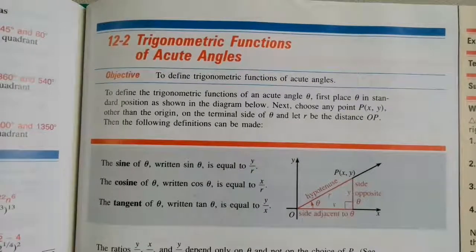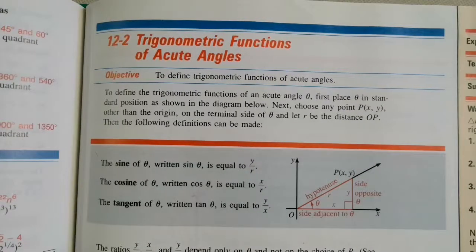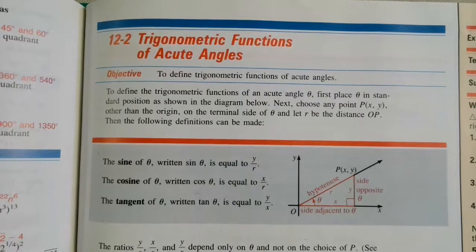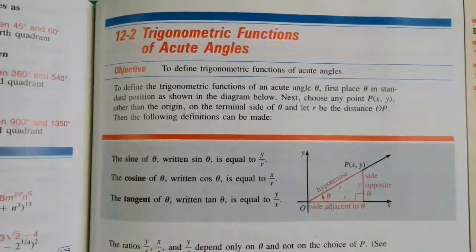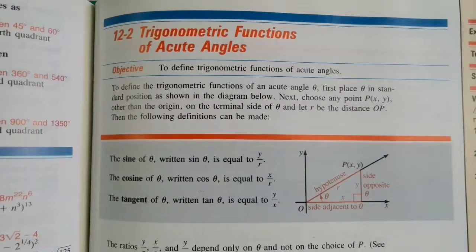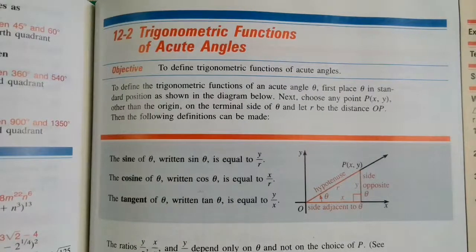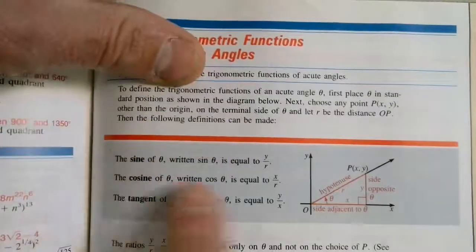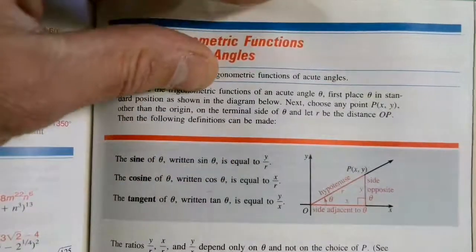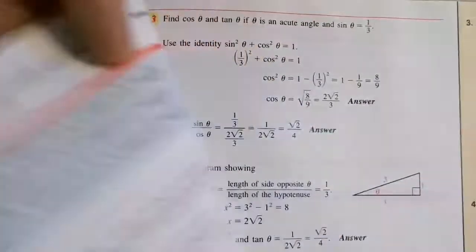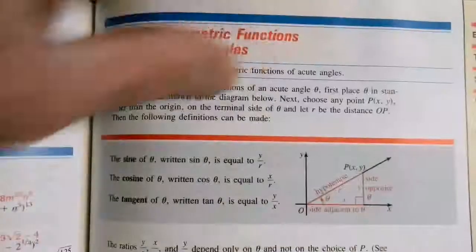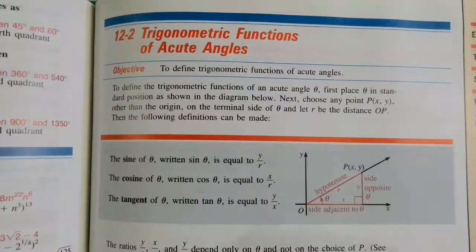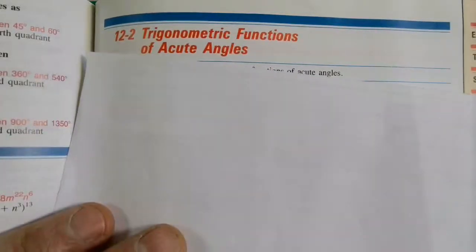Okay guys, welcome to Chapter 12, Lesson 2, Trigonometric Functions of Acute Angles. Now this particular lesson is filled with new vocabulary and gray boxes like this one that you'll have to memorize. So I'm going to show you page by page. We're going to walk through it this way, and then I'll bring in some exercises when we get to the examples.